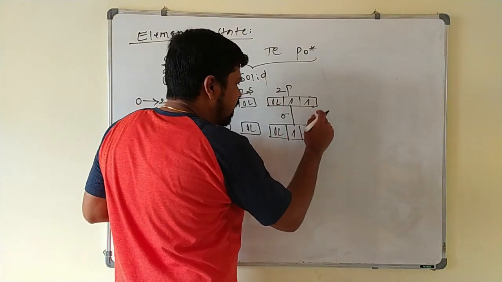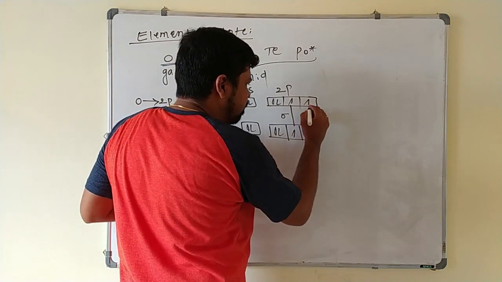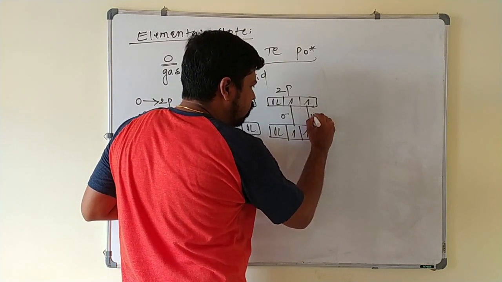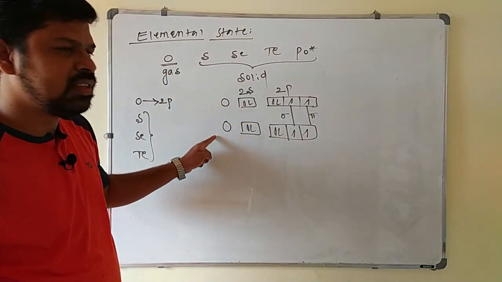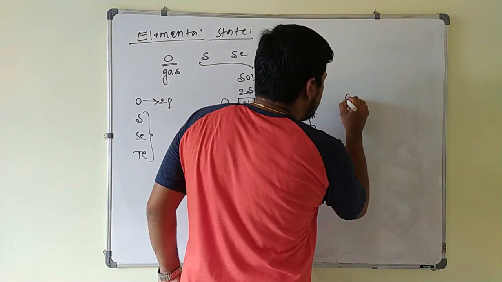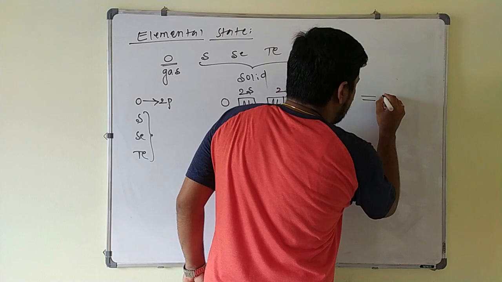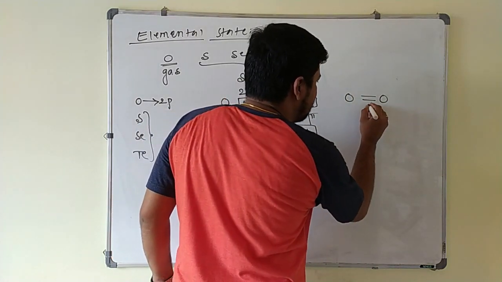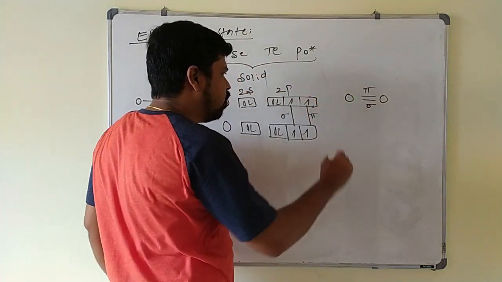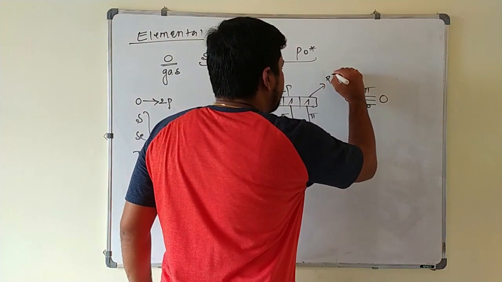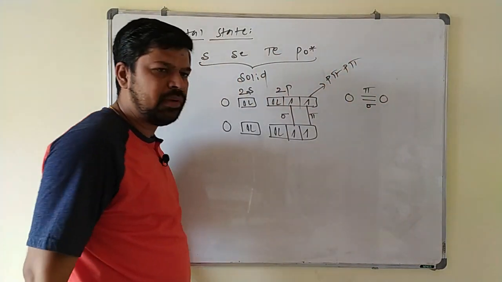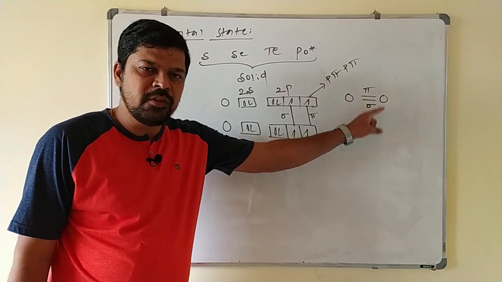Next, the remaining 2pz and 2pz, they will undergo what? Sidewise overlapping to form the pi bond between the 2 oxygen atoms. That's why the O2 molecule is formed here. Between the 2 oxygen atoms, 2 bonds are there. One is sigma bond and another is what? Pi bond. And this will be what here? pπ-pπ multiple bond, which is stable. Therefore, O2 molecule is formed here.